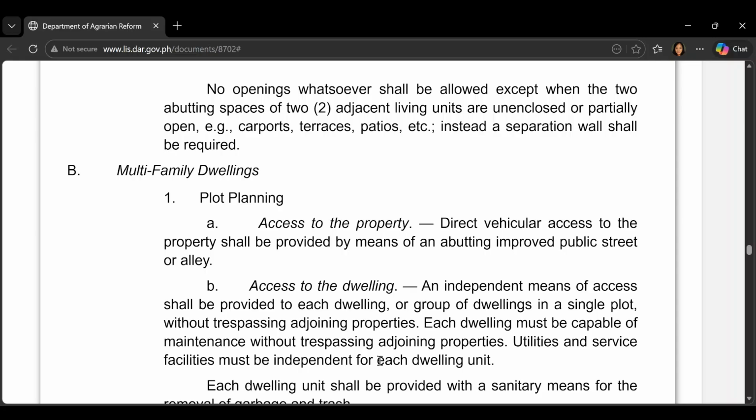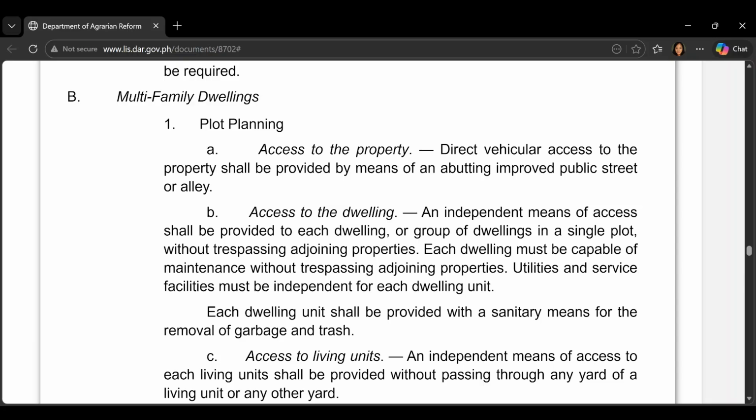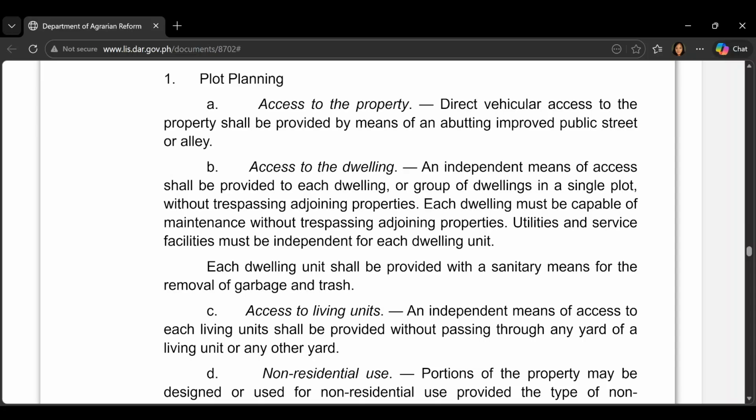Direct vehicular access to the property shall be provided by means of an abutting improved public street or alley. B, access to the dwelling. An independent means of access shall be provided to each dwelling or group of dwellings in a single plot, without trespassing adjoining properties. Each dwelling must be capable of maintenance without trespassing adjoining properties. Utilities and service facility must be independent for each dwelling unit. Each dwelling unit shall be provided with a sanitary means for the removal of garbage and trash.